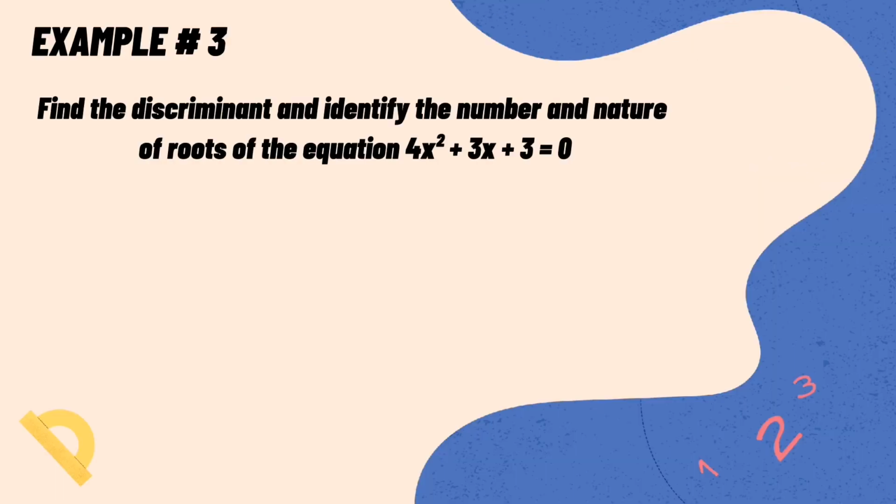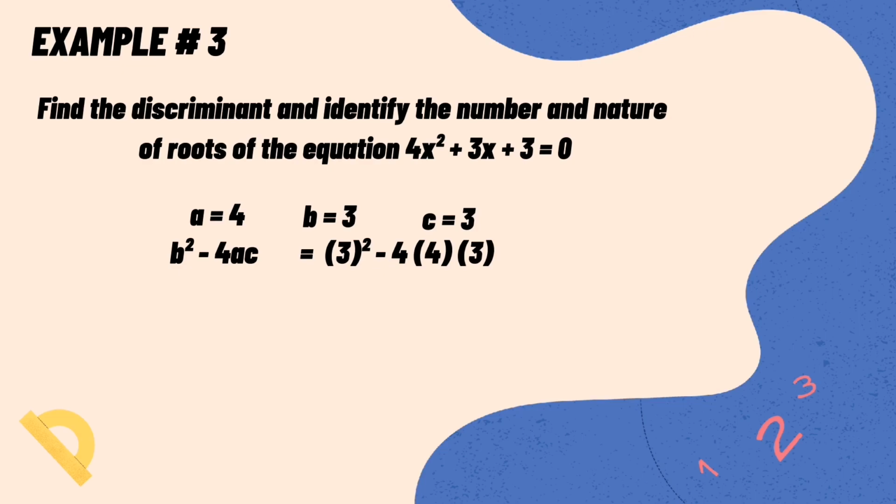For our third example, the equation is 4x squared plus 3x plus 3 is equal to 0. Let us identify the value of a, b, and c. For the value of a, we have 4. For the value of b, we have 3. And for the value of c, we have 3. Substituting these values, we have b squared minus 4ac is equal to 3 squared minus 4 times 4 times 3.